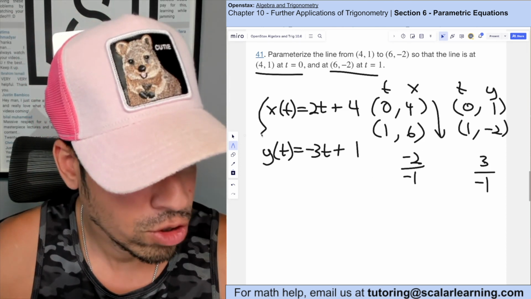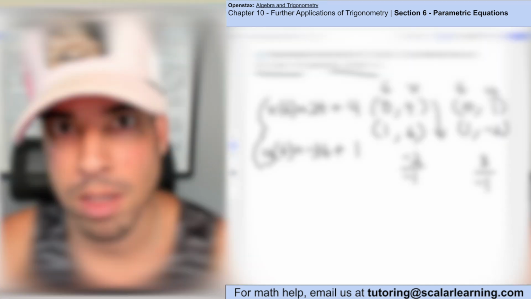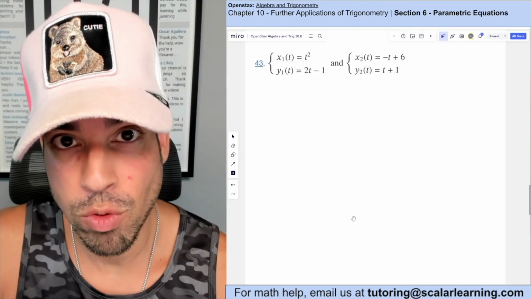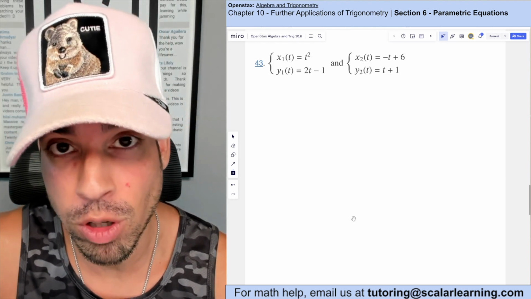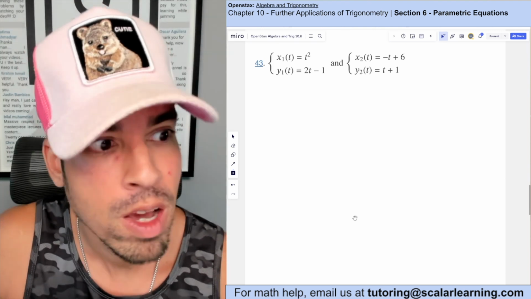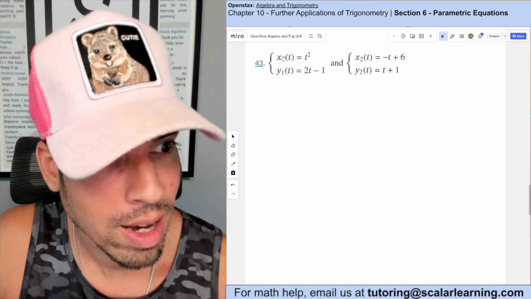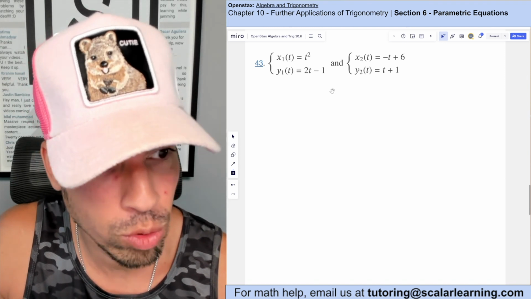So that is how you create the parametric system. Done. So for these questions, we're going to use a graphing calculator, and instead of using the table feature, I'm going to show you how to actually graph parametric equations in Desmos. It's pretty cool. So we're going to first graph this one. X is t squared, y is 2t minus 1.